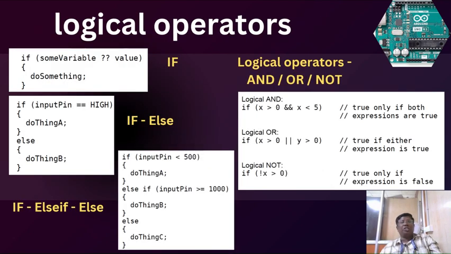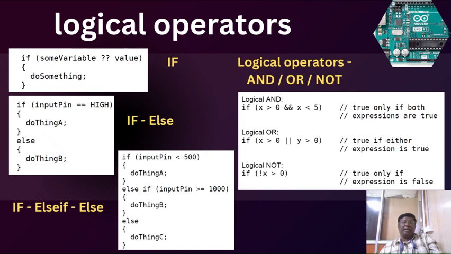And if you look at the if statement, if some variable, then we have to provide the comparison operator, then another variable, and we ask it to do something. Here is an example: if LED input pin is high, then do the things. You do some activity A, else do the activity B.